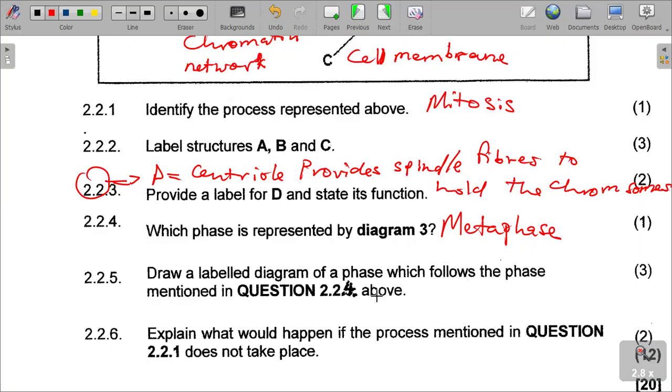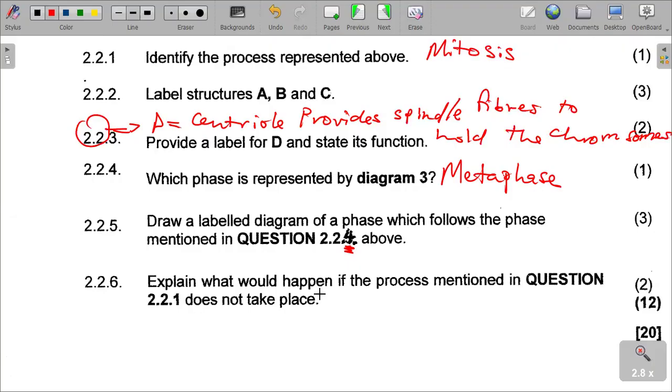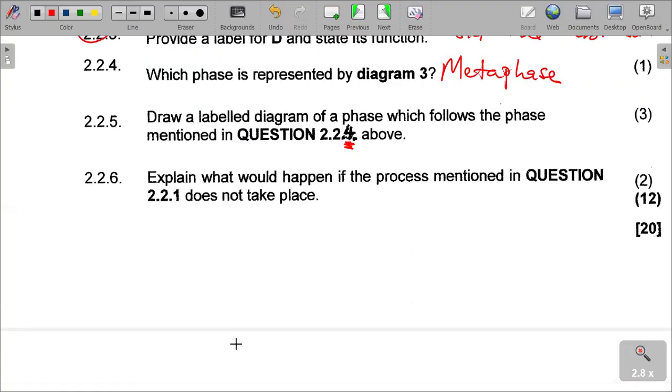And then draw a labeled diagram of a phase which follows the phase mentioned above. So we are saying the diagram of the phase that follows metaphase. One thing you should understand is that the process of mitosis, meiosis is quite important, so you need to know it quite clearly. Which phase comes after metaphase? Anaphase.